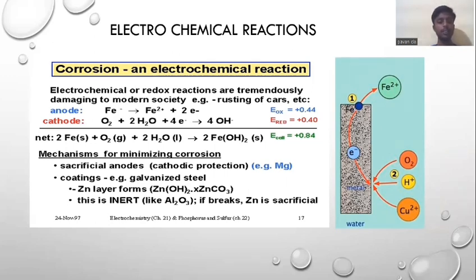Now, mechanisms for minimizing corrosion. Sacrificial anodes, which are a cathodic protection, for example magnesium. Next, coatings like galvanized steel coating. Next, zinc layer formation, zinc hydroxide turning into zinc carbonate. This is inert, like Al2O3. If the coating breaks, zinc is sacrificial. In the image, you can see the electrochemical reaction of Fe2+.